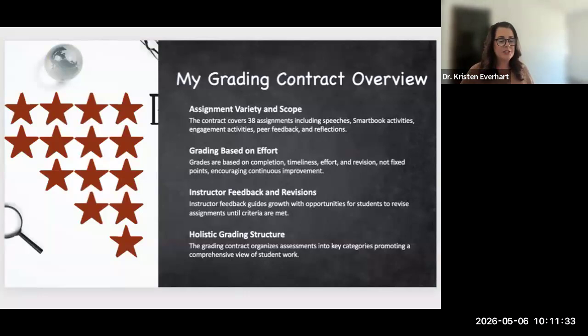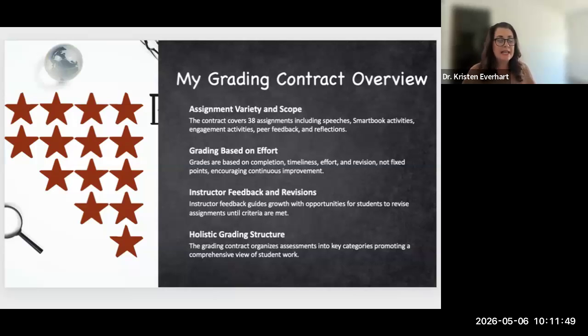But for my grading contract overview, I have assignment variety and scope. So there are 38 assignments, and I'm using my public speaking class just for example, including speeches. I have SmartBook activities.